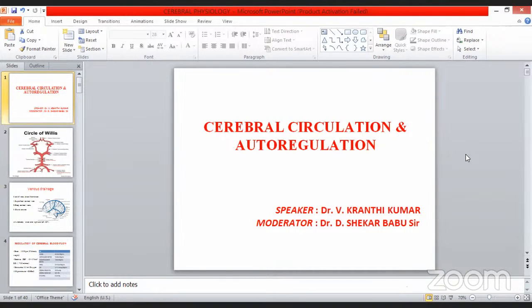What is luxury perfusion? Luxury perfusion is when, though there is a decreased requirement of oxygen, that is a decreased cerebral metabolic rate of oxygen, we see increased perfusion in that area. That is luxury perfusion, sir. Though there is a normal or decreased cerebral metabolic rate of oxygen, we see more cerebral blood flow to that area.